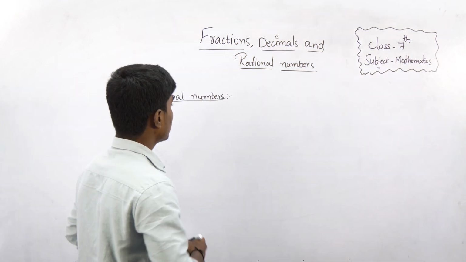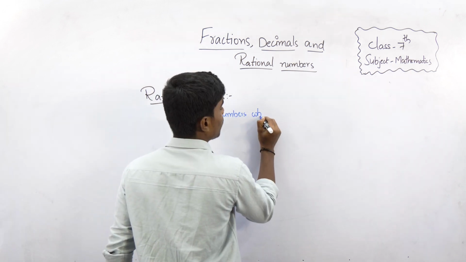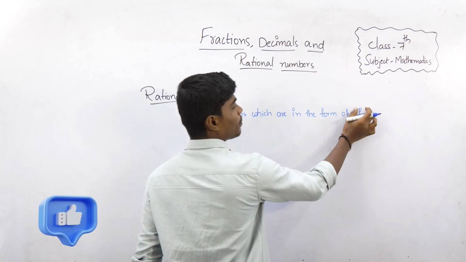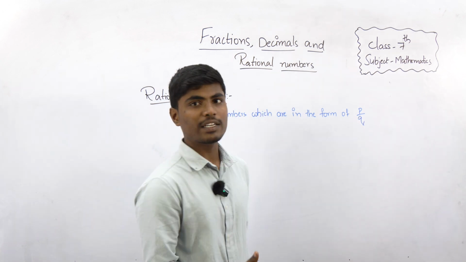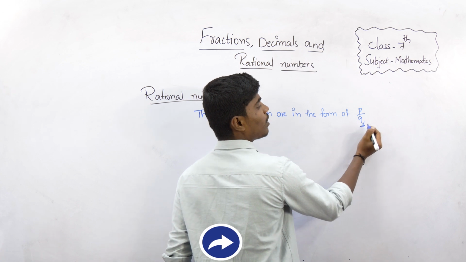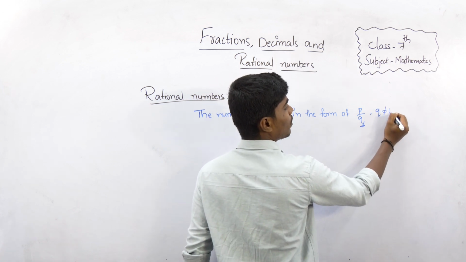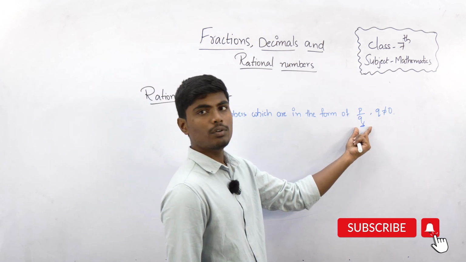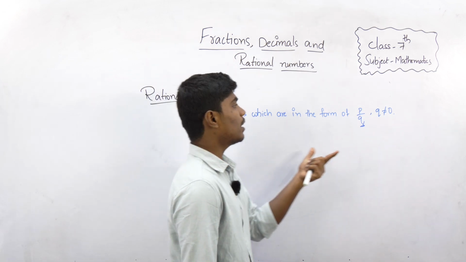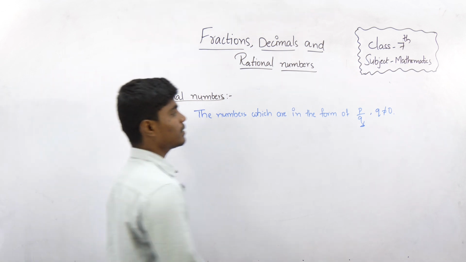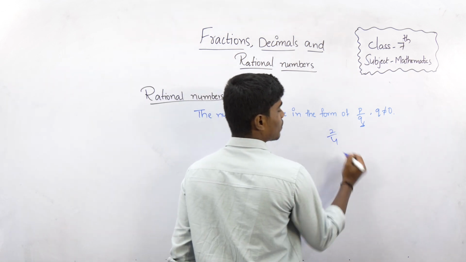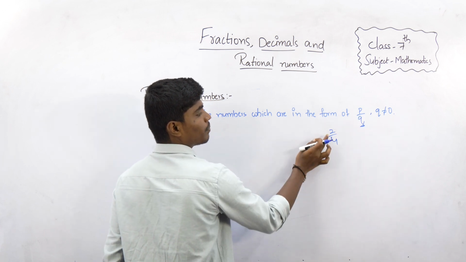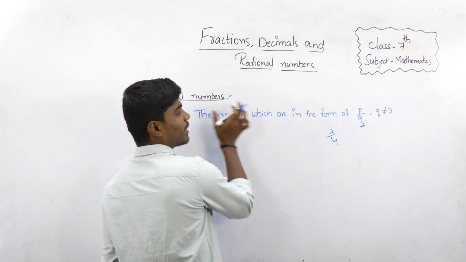As I told you, the numbers which are in the form of p by q. P by q means in the fraction form, where q should be not equal to 0. So the numbers which are in the form of p by q, where q is not equal to 0, are called rational numbers. Okay, here let's see 2 by 4. Here 2 by 4 is a rational number. It is in the form of p by q. So this is a rational number.